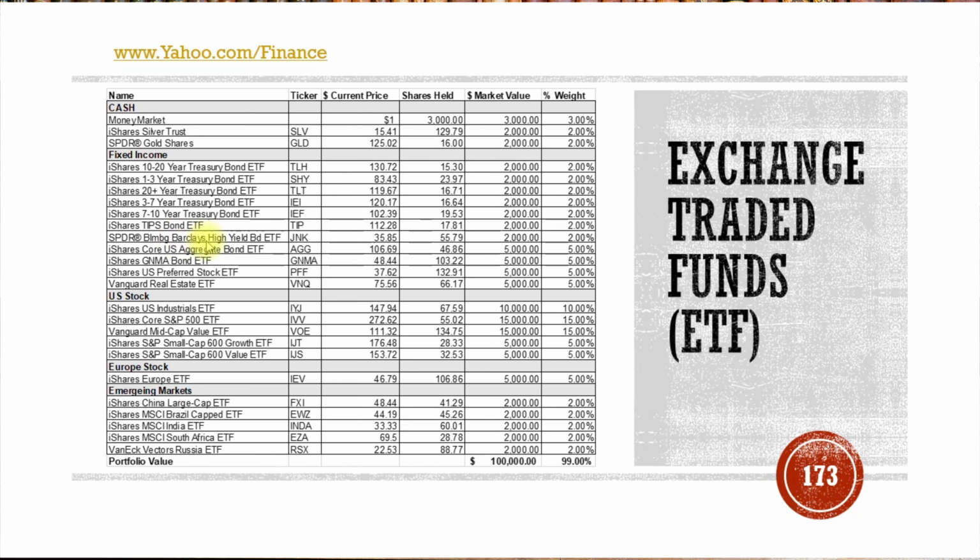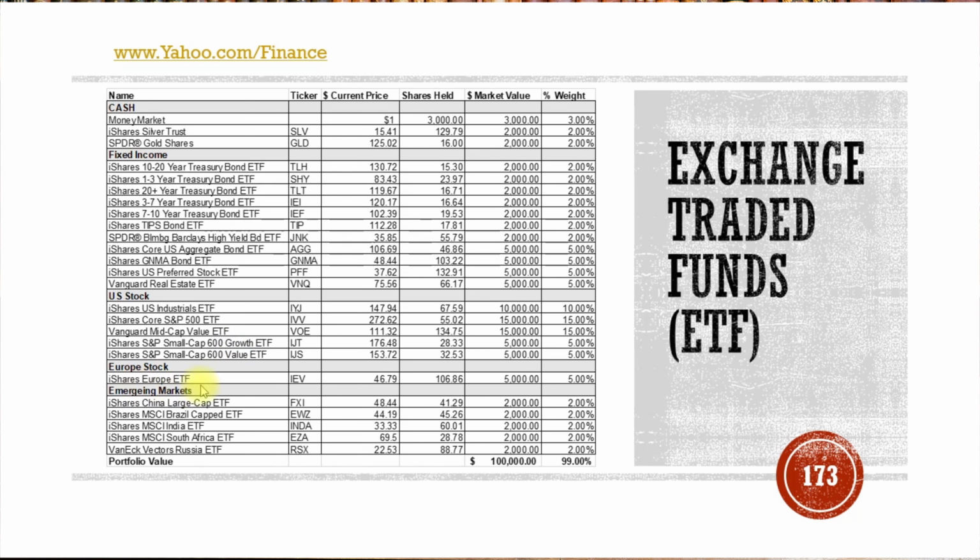Here we have the Bloomberg Barclays High Yield Bond ETF, named JNK, so we could assume that it's probably below investment grade. The list on the U.S. stocks is fairly simple. You have the U.S. Industrial, IYJ, which simulates how the Dow Jones Industrial Average works. And then we have the S&P 500 ETF, a mid-cap value, and a small-cap growth and value ETF.